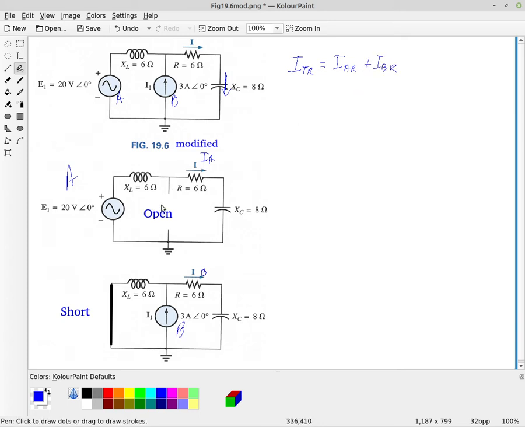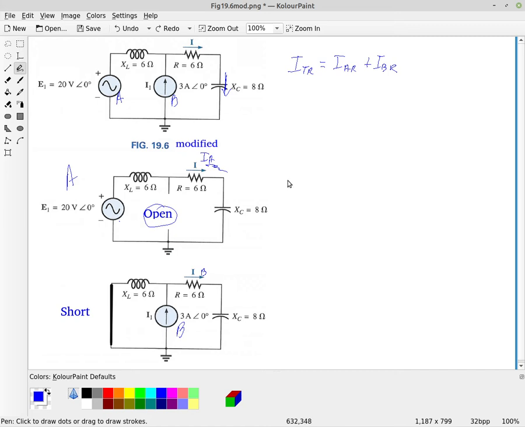And so when we look at this circuit here, this one's pretty easy, because remember, we're going to open the current source and just find the current due to this voltage source. And so here now we just have a simple series circuit.